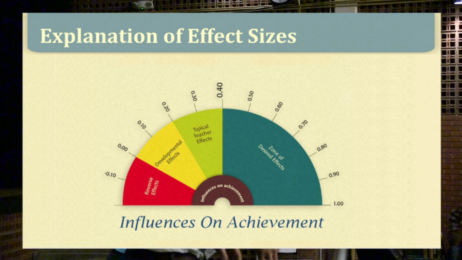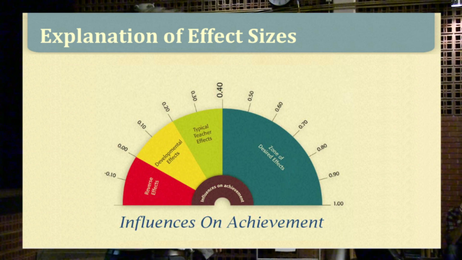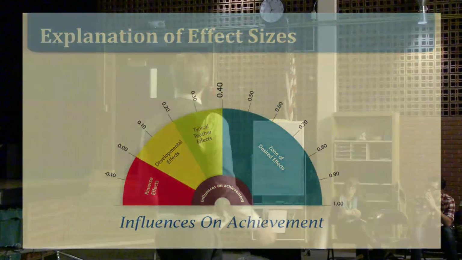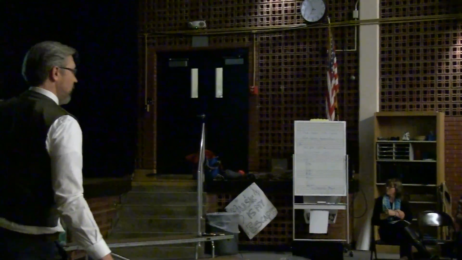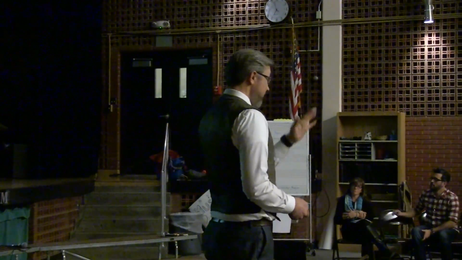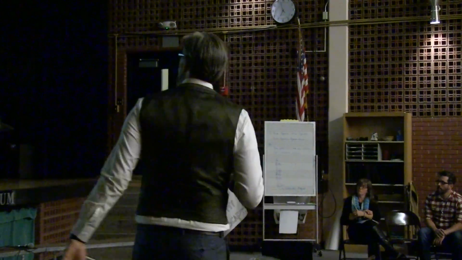But we don't really care about that, and we don't really care about the teaching one, because what we want is, well, how can we get even greater achievement? How does that happen? How do you get to that zone of desired effects, where we get effects of 0.4 or more? I just want to talk about a few of those to see where we get that.